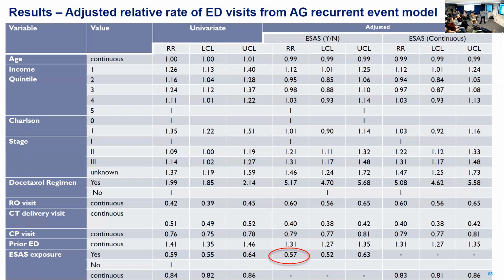And remember, we are accounting for the number of prior visits to a RADONC, the number of CT visits, the number of visits to your chemotherapy provider. We're even accounting for the prior number of ED visits. So we are accounting for history here as well. But even after adjusting for all this, we're still seeing that there is some type of association between being exposed to ESAS, which could just be a marker for better symptom management, and a decrease in the rate of ED visits.